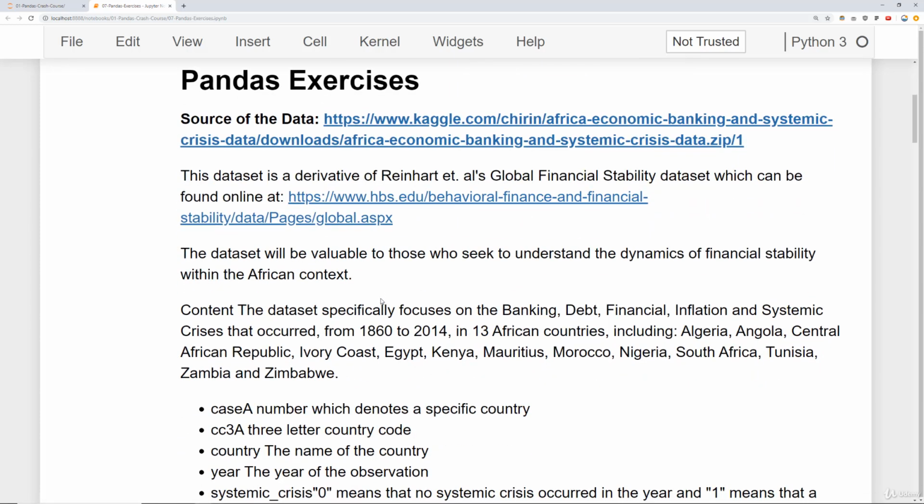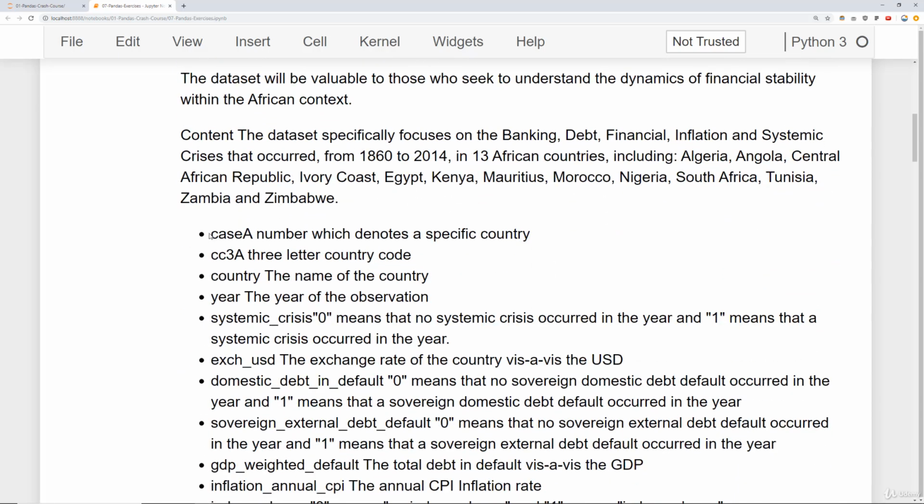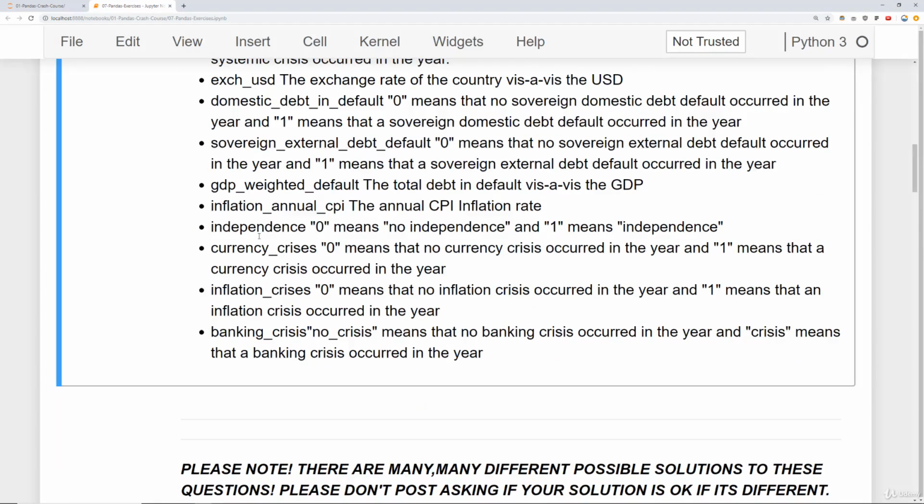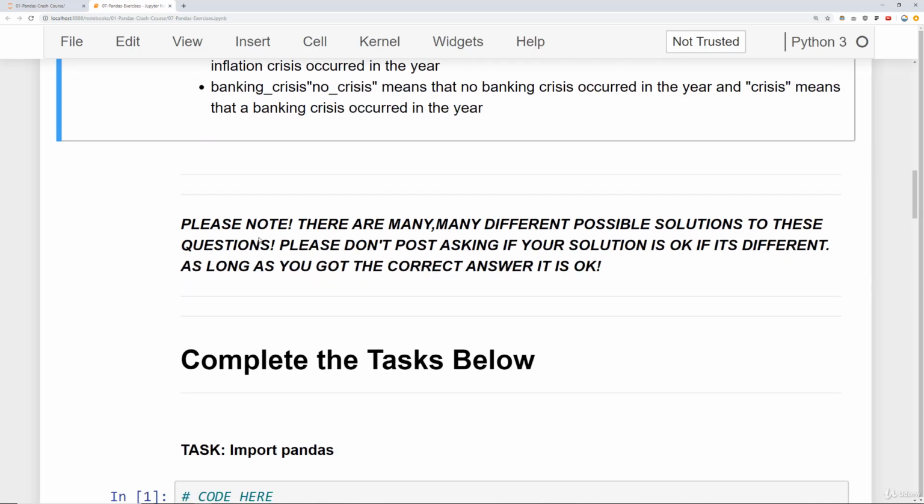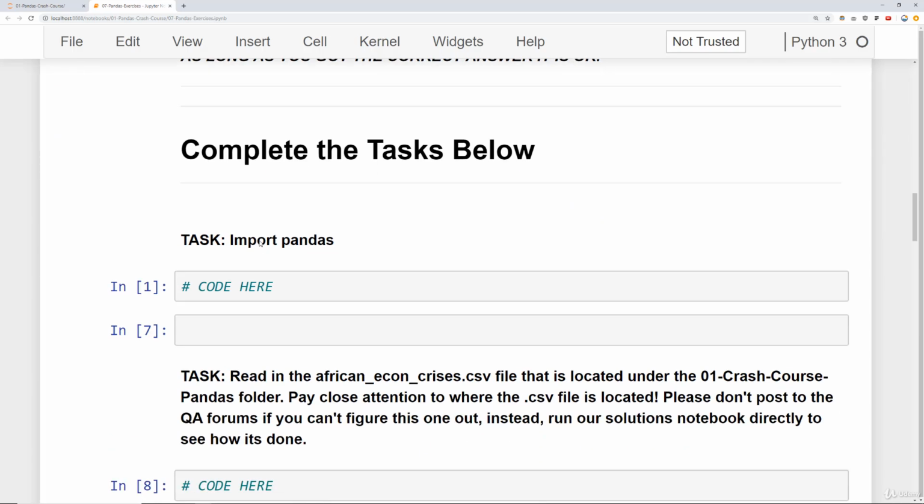Basically this data set is going to be valuable to those who seek to understand the dynamics of financial stability within the context of several African countries. We also have a bullet point list here of all the column names as well as what they represent. The one thing to note here is that there are many different possible solutions to all these questions. As long as you get the same answer that we did, then your solution should be totally okay.